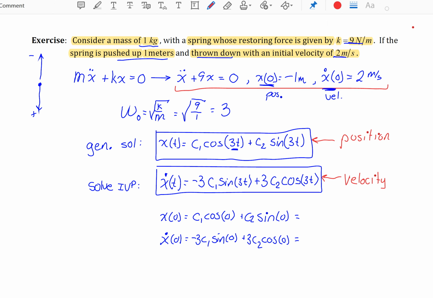Now the great thing is we are evaluating at 0. So we know sine of 0 is 0, so this whole term is 0. Similarly, this term is 0. And then we'll also utilize the fact that cosine of 0 is 1 to allow us to say this is just c1, and our derivative ends up being 3c2. Now, from our initial conditions, we knew our initial position was negative 1 meter, and our initial velocity is 2 meters per second. This allows us to say c1 has to be negative 1, and c2 has to be 2/3.